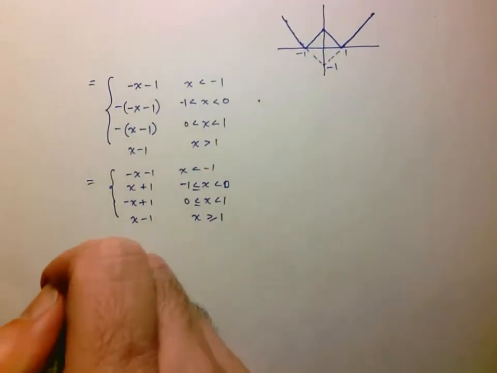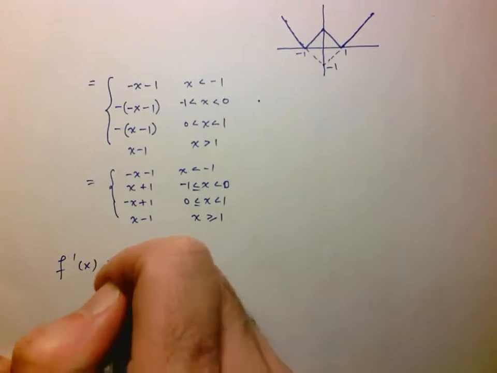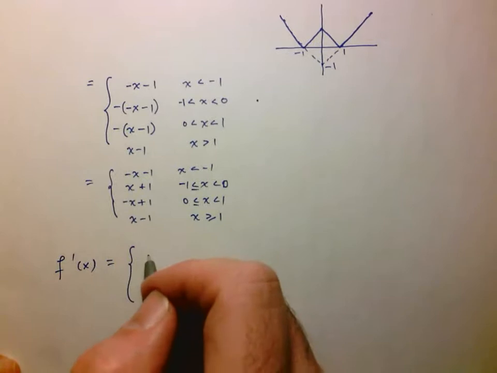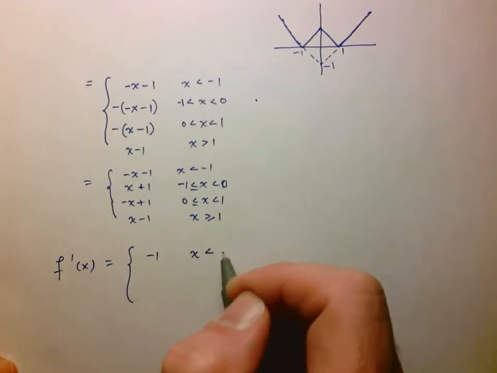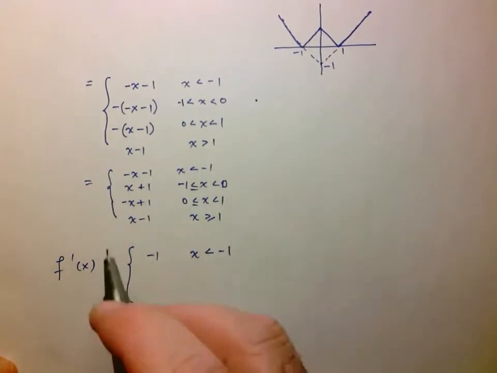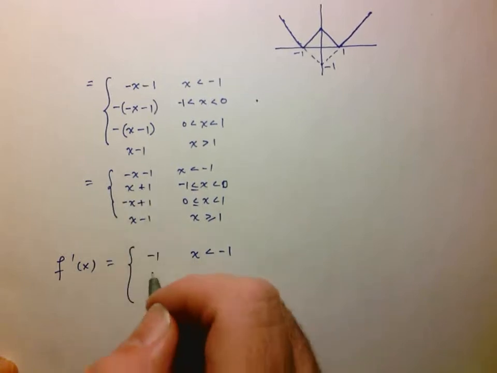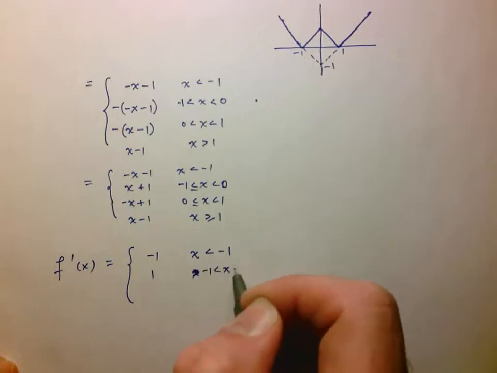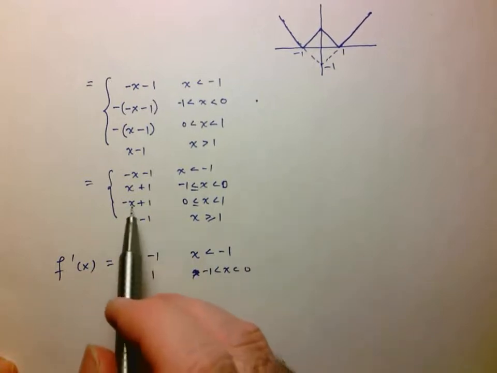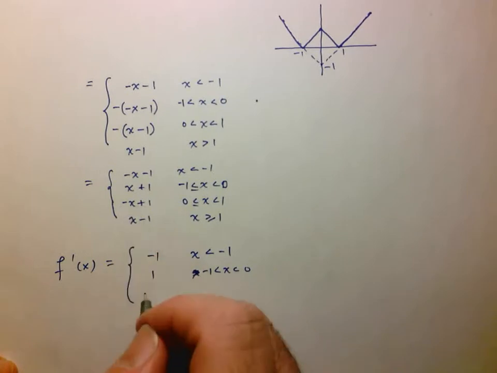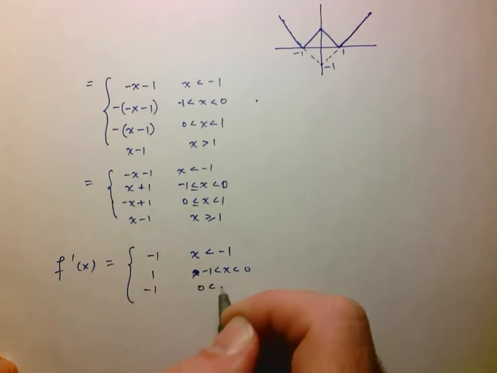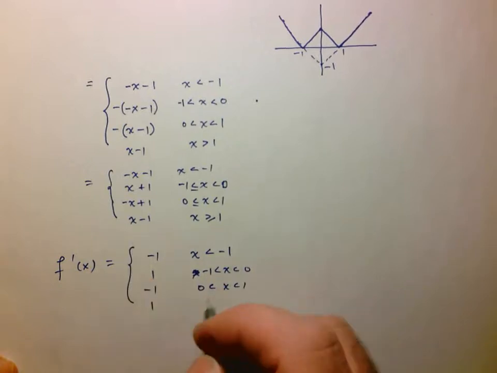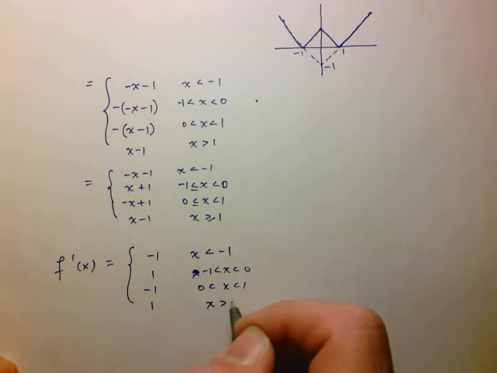Let's now find the derivative. The derivative of the first one is just negative 1. The derivative of the second one is just 1. Oops, sorry, it should be negative 1 less than x less than 0. Then here the derivative is negative 1 again, between 0 and 1. And here the derivative is positive 1 again for x greater than 1.